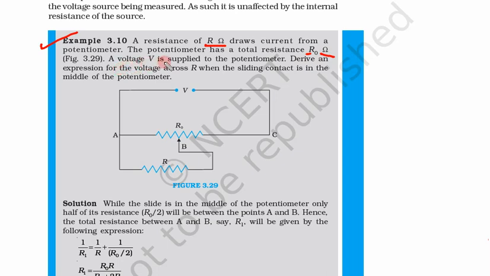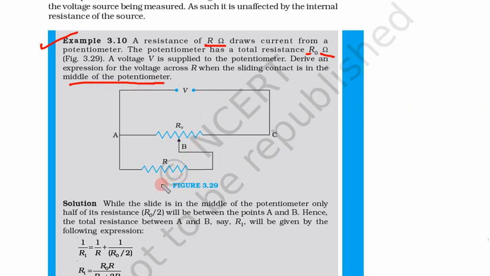A voltage V is supplied to the potentiometer. Derive an expression for the voltage across R when the sliding contact is in the middle of the potentiometer. So let us see the diagram. So this is the diagram.